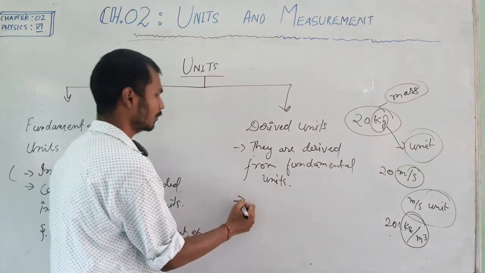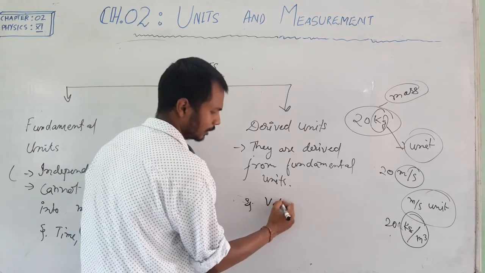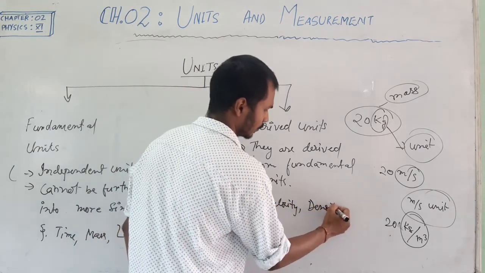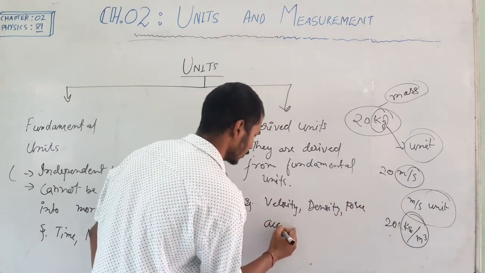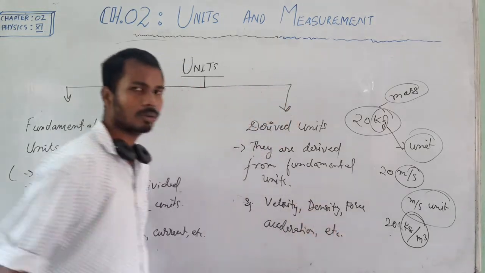Okay, so examples of these derived units are velocity, density, force, acceleration, etc. There are many more.